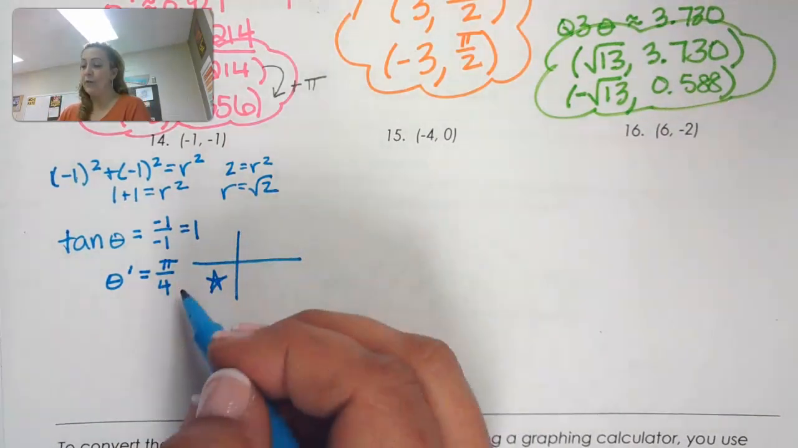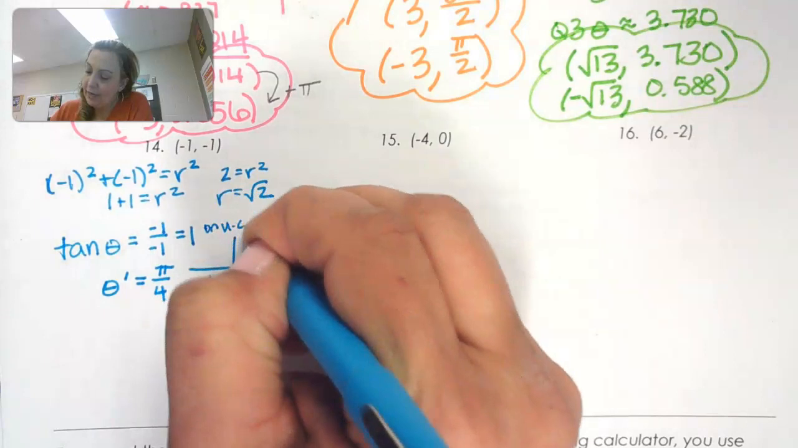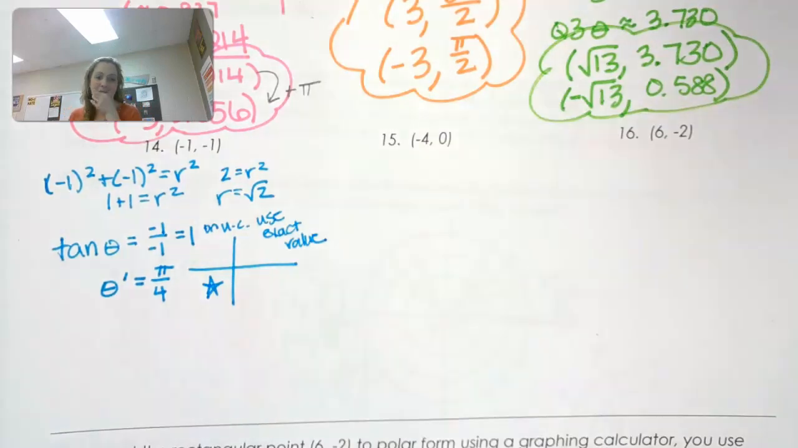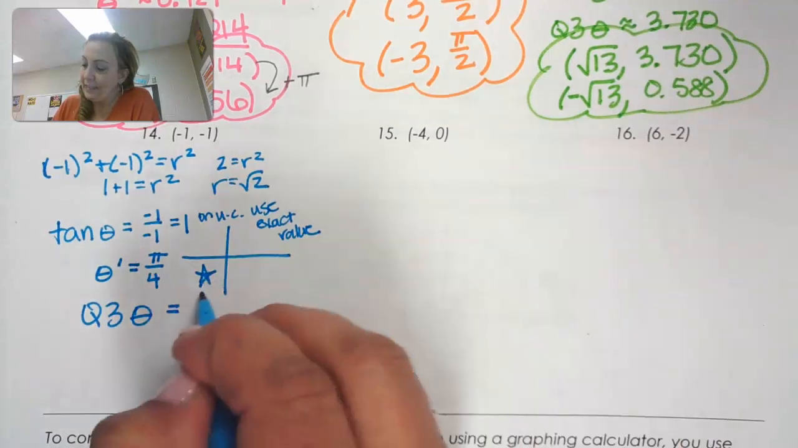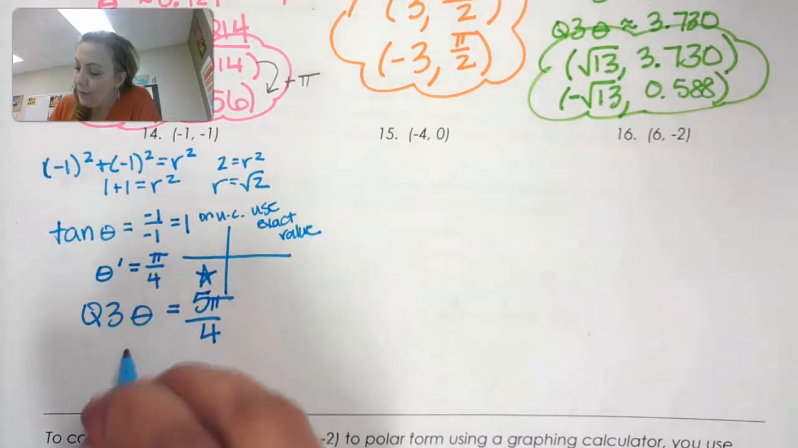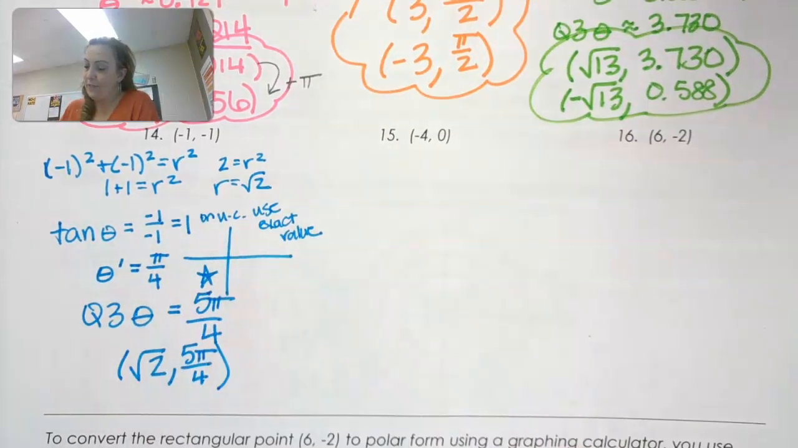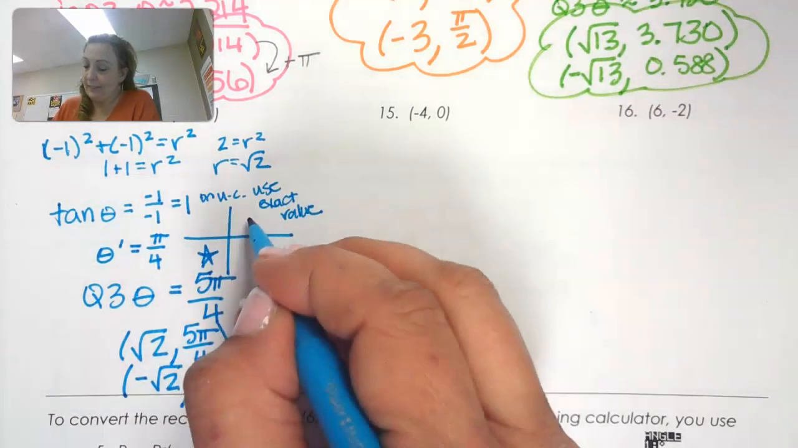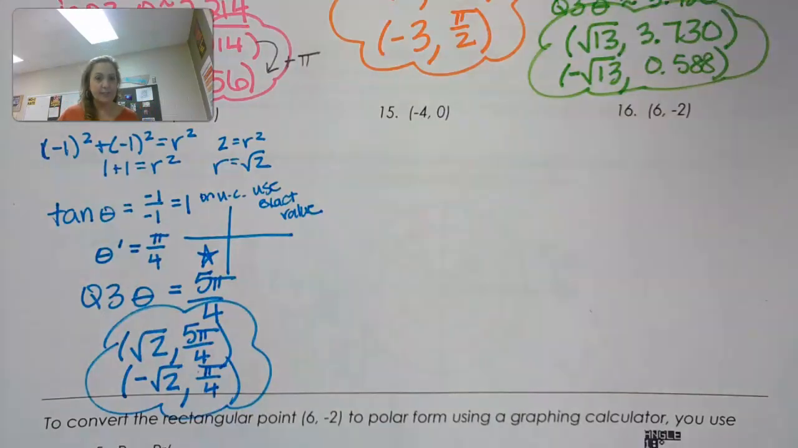So again, when we know this, we can use the exact value, right? So this is on the unit circle. Make sure that you would use the exact value. That would be expected on a quiz or test, okay? And so in our quadrant 3, that means that theta is going to be 5 pi fourths. So one of my ordered pairs in polar is going to be √2, 5 pi fourths. And then I could make r negative, and then I would subtract pi in this case, and we can see that that would be at pi fourths, okay?